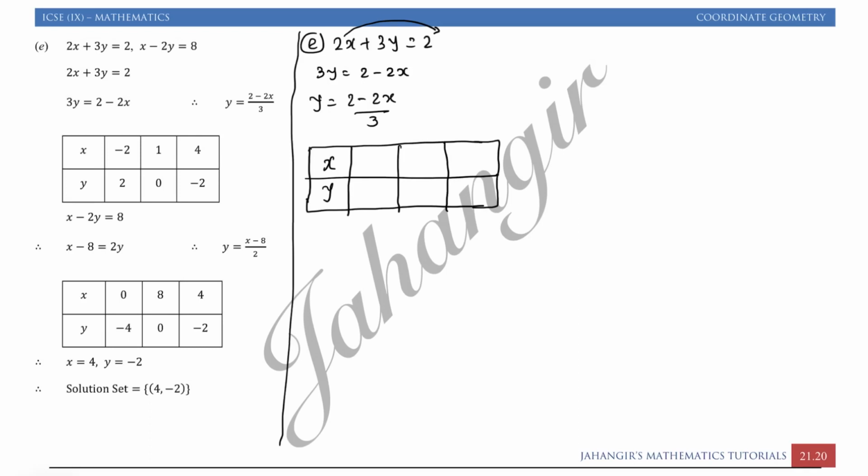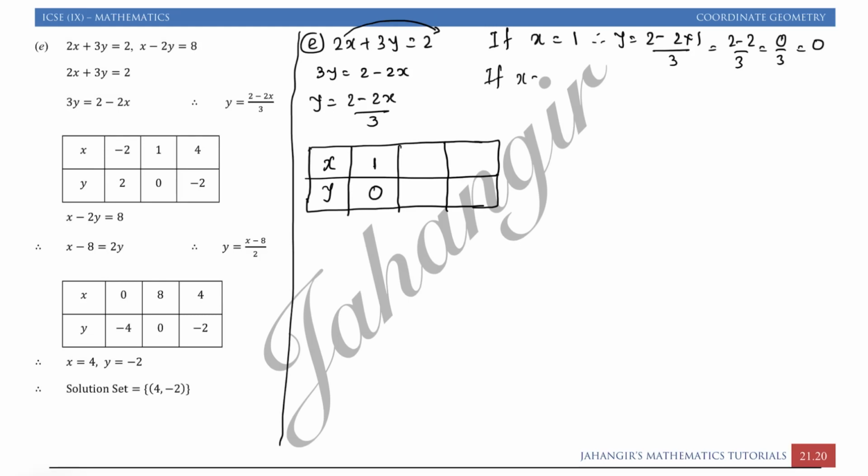x, y. So first we can take any value of x. If I take 0, it will not work. If I take 1, it will work. So let's say x is equal to 1. Therefore, y is equal to (2 minus 2 into 1) upon 3. That is 2 minus 2 upon 3, that is equal to 0 by 3, which is equal to 0. If my x value is 1, y value is 0.